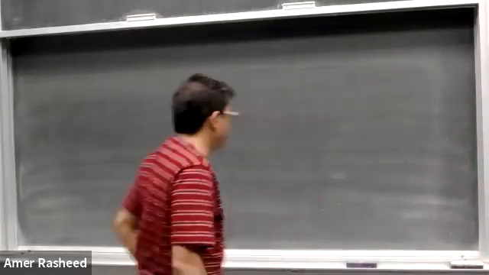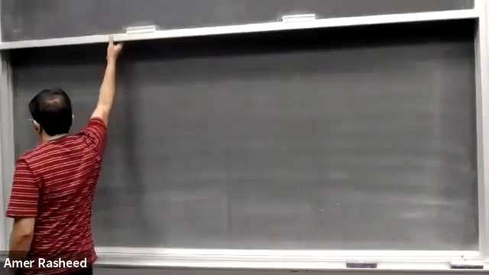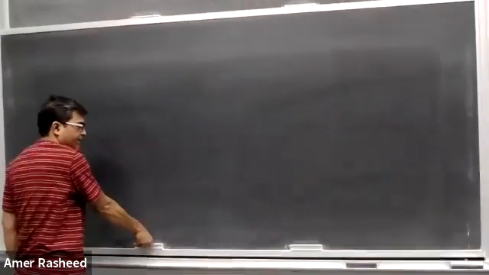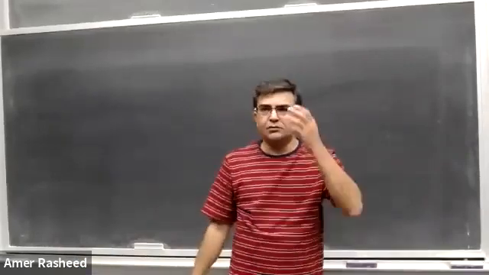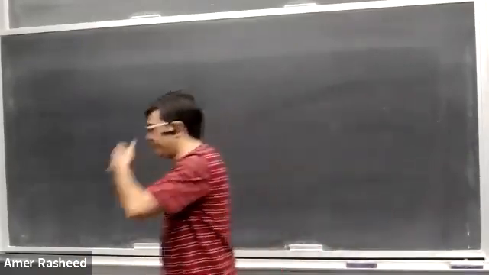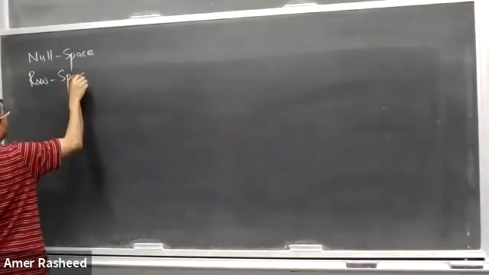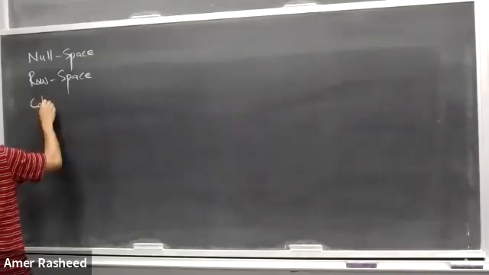So in the previous lecture, we were discussing row space, column space, and null space of a matrix. As I told you in the previous lecture, what is null space? Row space and column space.